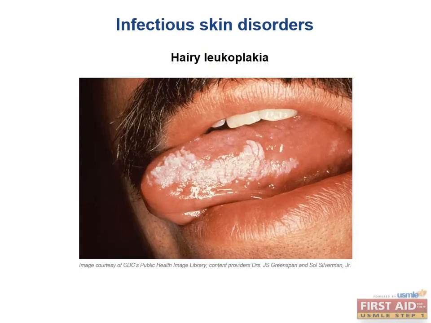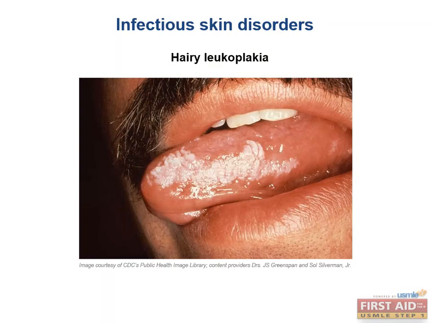The final infectious skin disorder that we'll discuss is hairy leukoplakia, which classically appears in the mouth, and even more commonly, only on the side of the tongue. What else would be on your differential for a whitish tongue lesion?